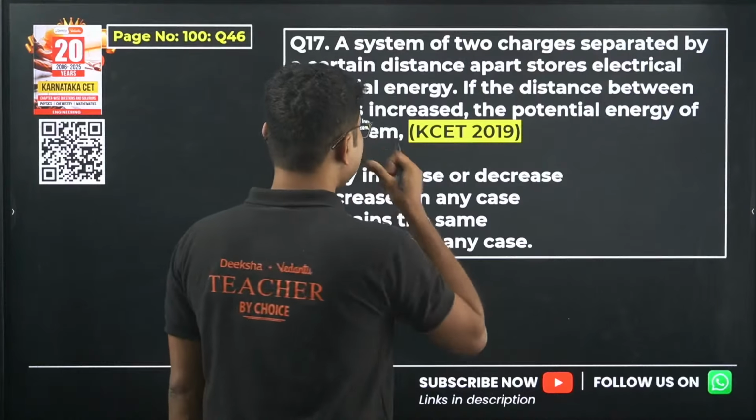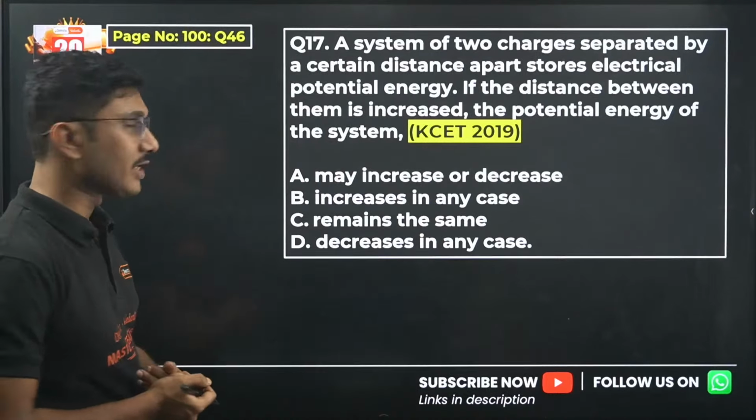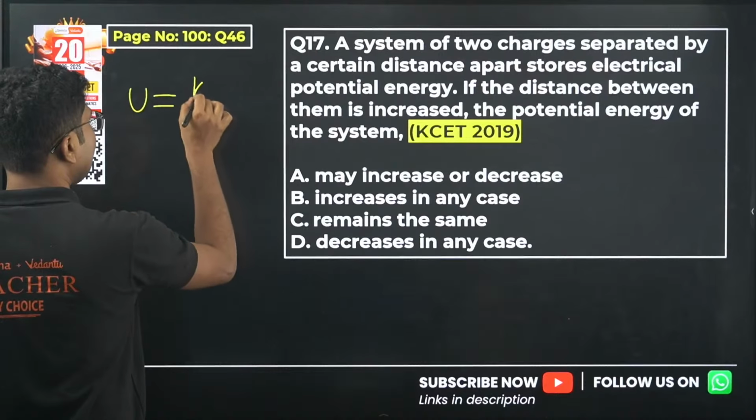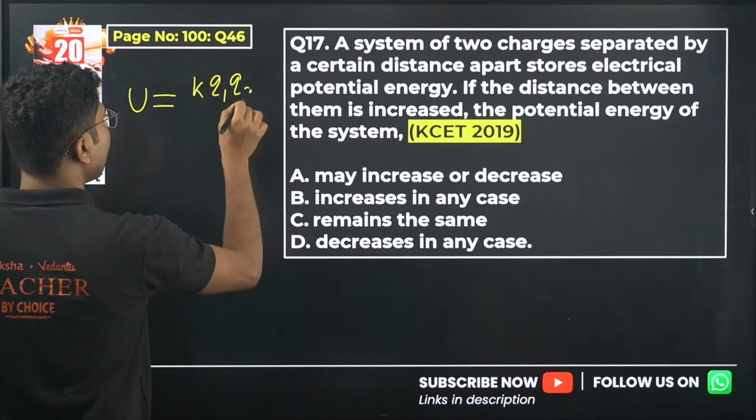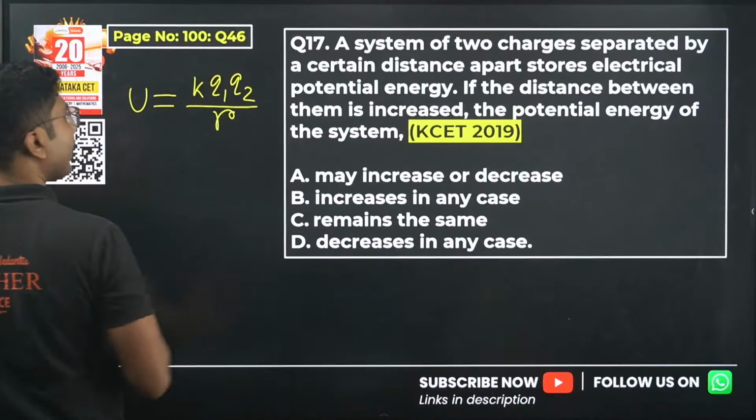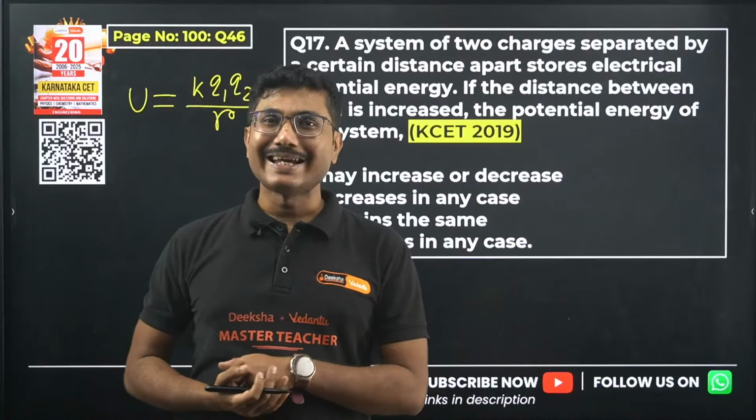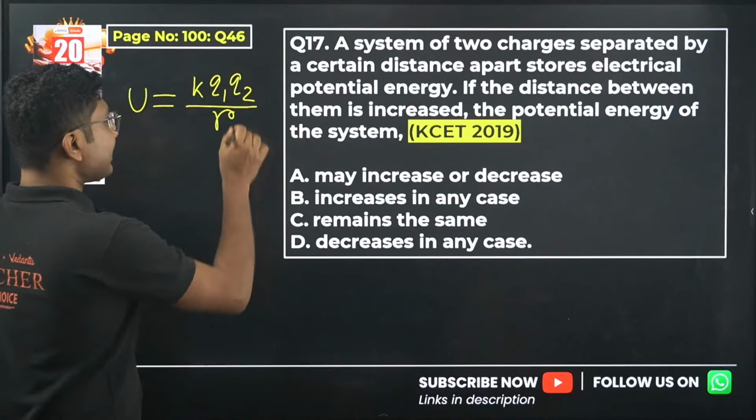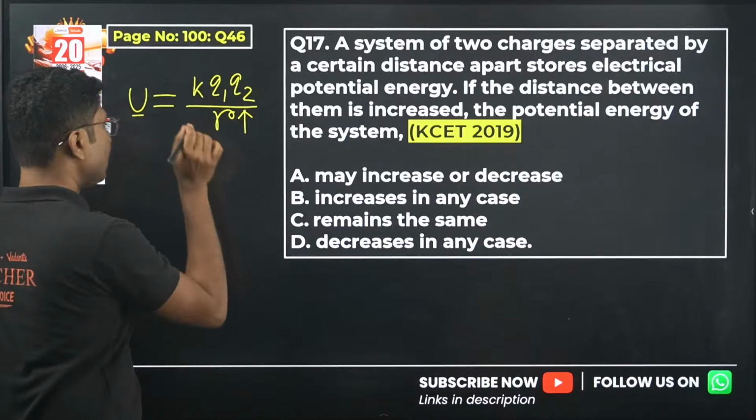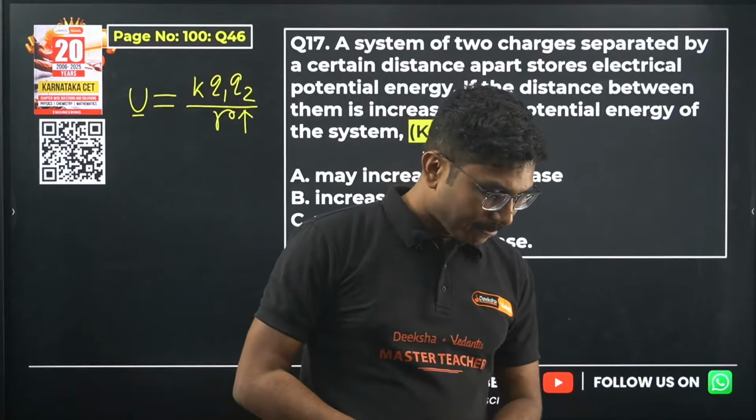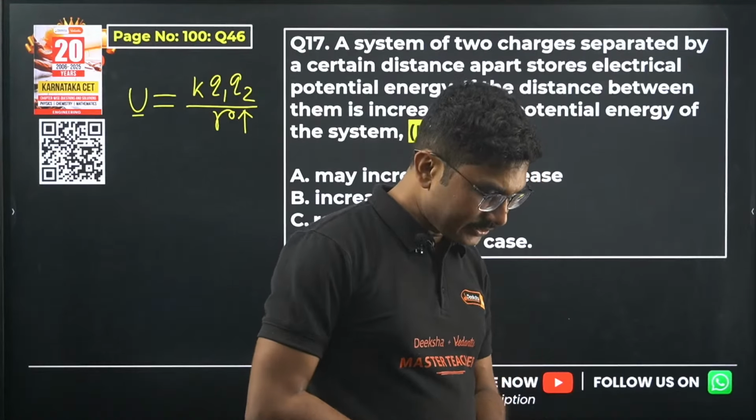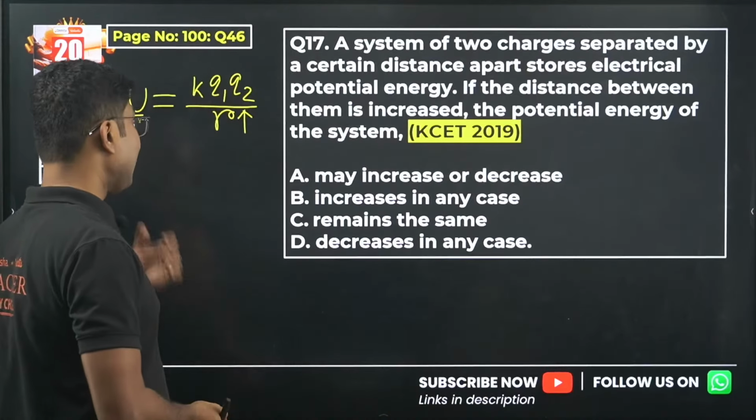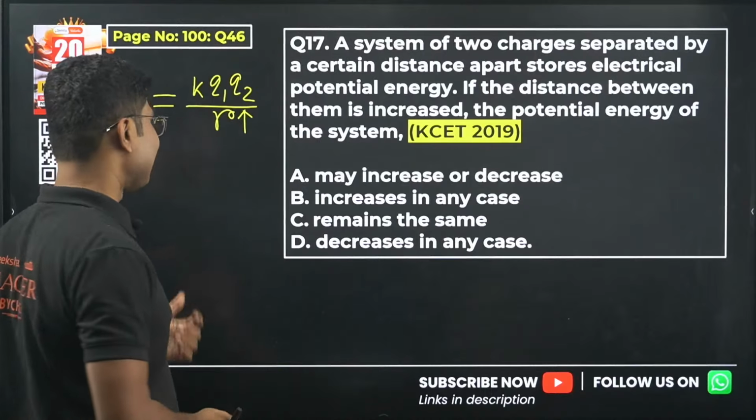So what is the potential energy of a system of charges? Two charges separated by a distance. Potential energy is given by K Q1 Q2 by R. Okay, so potential energy is given by K Q1 Q2 by R. So if you increase the distance, what happens to this potential energy? Madhavi is saying option A, Nagaraj is saying option A, Manjunath is also saying option A. Now, why option A? Very important to understand that as well.